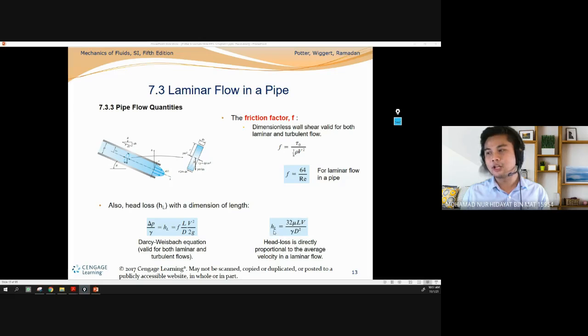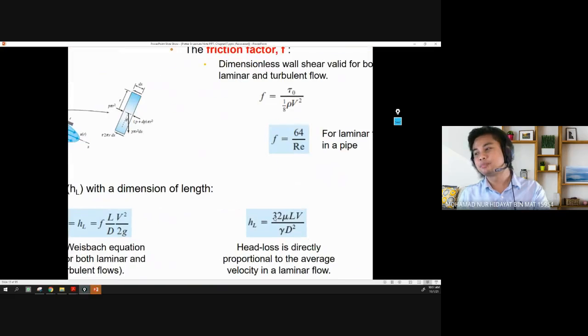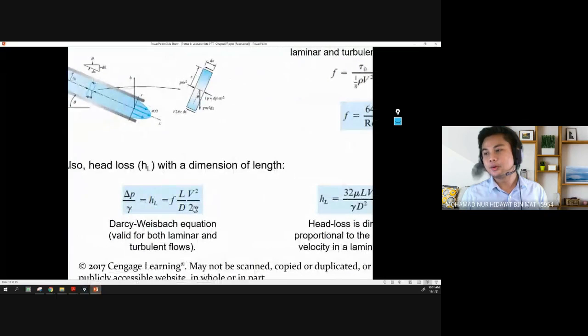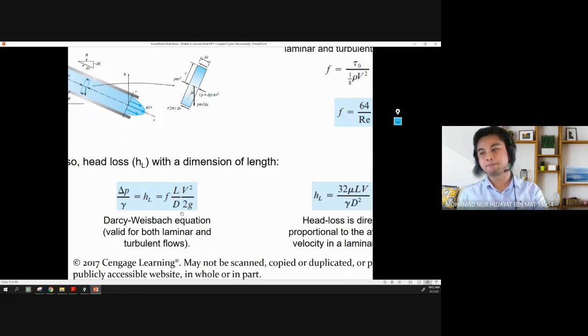Another way, head loss is proportional to the average velocity. If you have the average velocity, you can substitute 32 multiplied with dynamic viscosity, L the characteristic length, multiplied with the average velocity over gamma diameter squared. But the most famous when we talk about the head loss, we use the Darcy-Weisbach equation, which is HL equal to f L over D V squared over 2g.